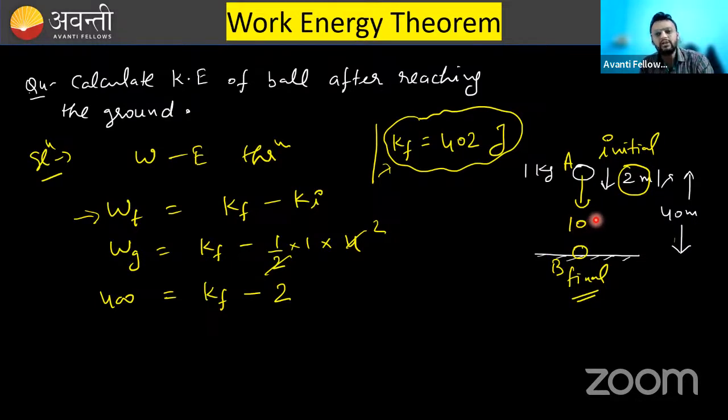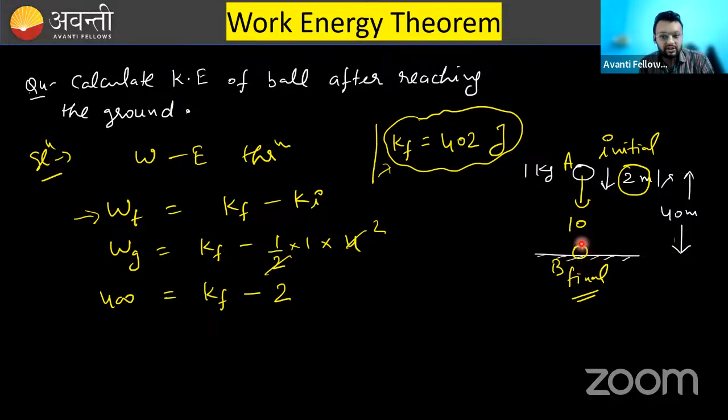Mg, if you calculate, m is 1, g is 10, so mg is 10. So force is 10 Newton. Displacement is 40 meter in the downward direction. So the work done by gravity is force into displacement. That is 400 joule. K final minus K initial, where final is point B.